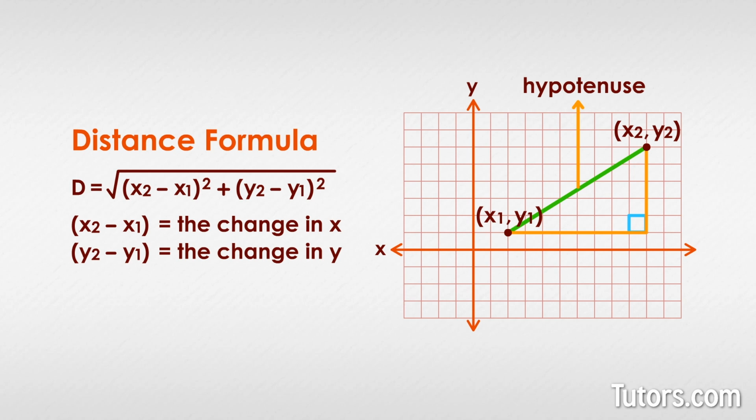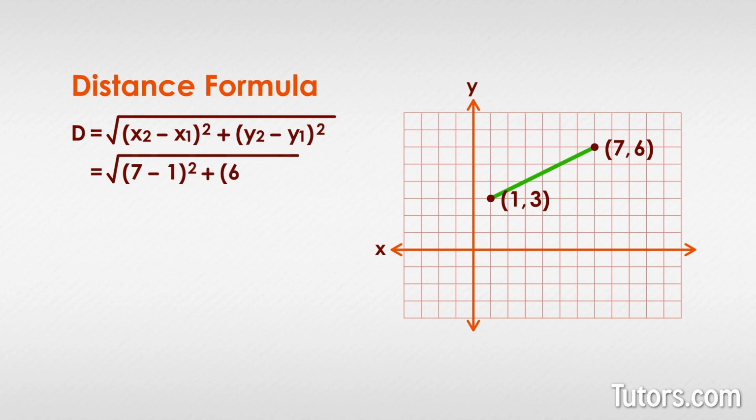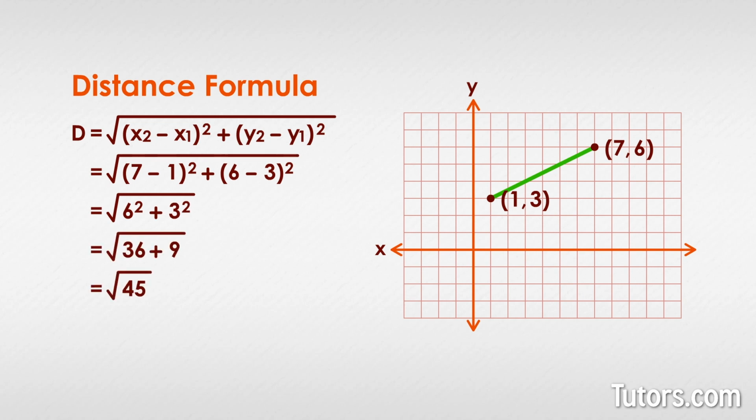The distance formula is a special application of the Pythagorean theorem. All you need to do is plug the coordinates in very carefully. Let's use our line's endpoints (1, 3) and (7, 6), and see what we get. We start by plugging the endpoints into our formula. Then simplify the formula to solve for d. If you did this correctly, you should find that d is approximately equal to 6.7085.